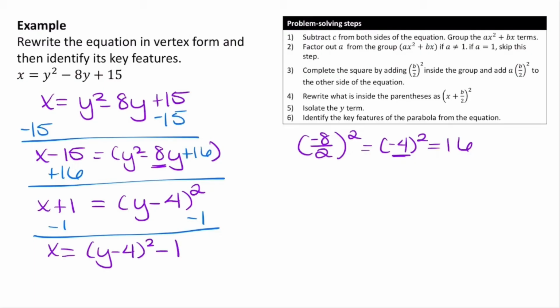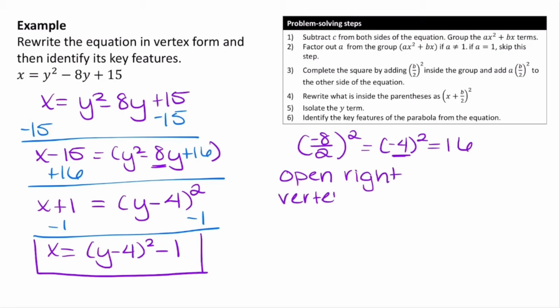Okay, so now this equation is in vertex form. So we can see that the y term is what's being squared. So we know that this is going to be a sideways parabola, right? Since a is positive, it's going to open right. The vertex will be at -1, 4. The axis of symmetry is going to be y equals 4. And so we can identify all these features now from this equation in vertex form.